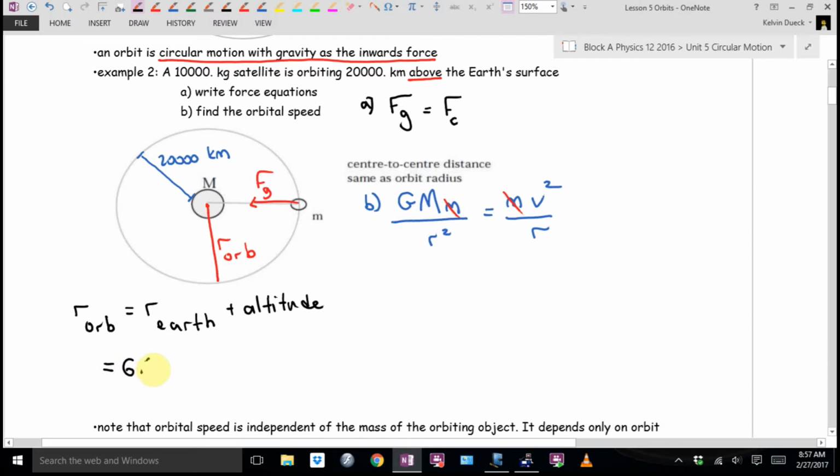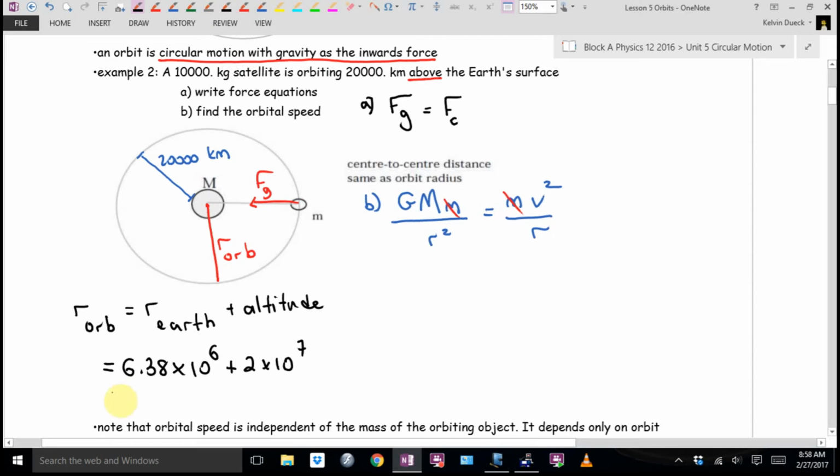So in our particular example, the radius of the Earth, I think from your sheet, is 6.38 times 10 to the 6th, plus now 20,000 kilometers. How do I change kilometers to meters? By 1,000. I think that's going to give us 2 times 10 to the 7th. Double check me, but 20,000, you add an extra 3 zeros, and you get 2 times 10 to the 7th.